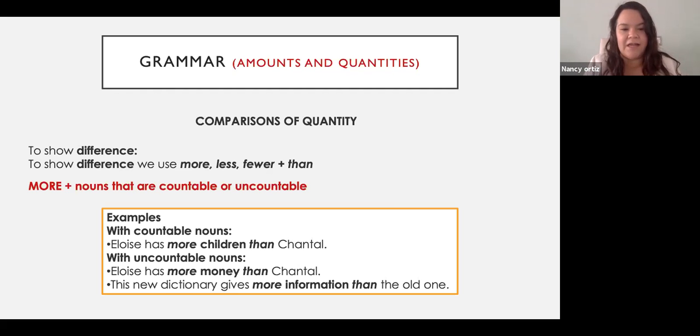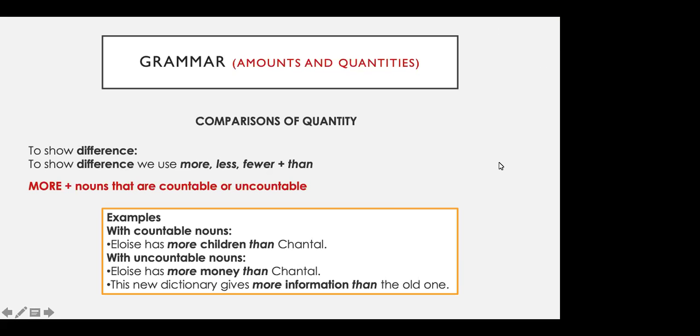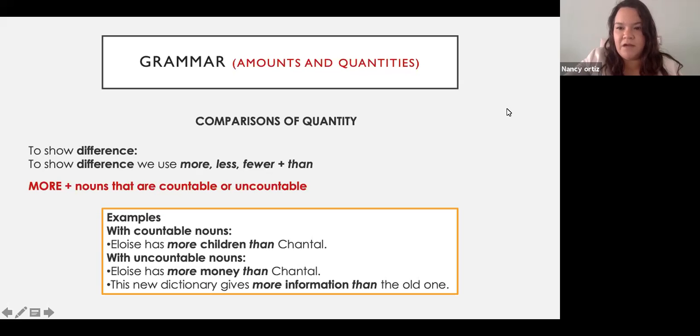And finally, Constanza, last example. This new dictionary gives more information than the old one. Exactly. Information, it's also an uncountable noun, and we can use more. Okay. Sometimes people believe much is only for uncountable, and more, no, we can use more, yes, depending on the sense. Okay. Perfect. Now, let's continue. No questions here?